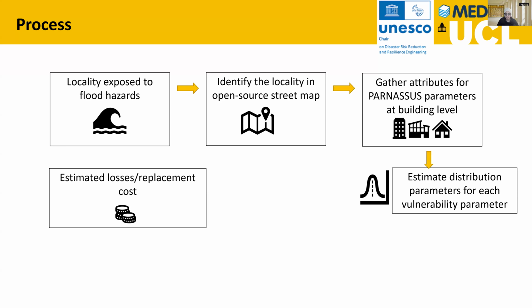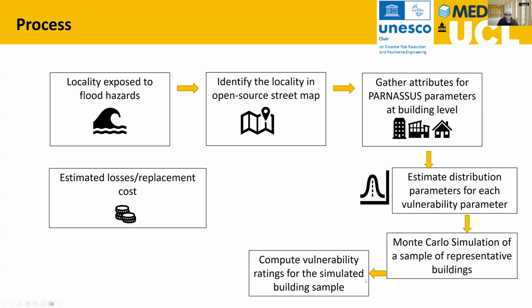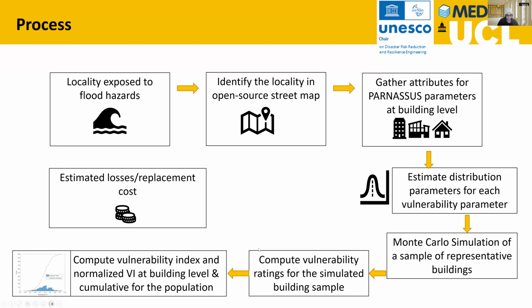So what we did in this case is, instead of looking at all of the buildings one by one, we sample a set of buildings to understand the distribution of these attributes for the parameters. This can define the probability distributions of these parameters, based on which we can run a Monte Carlo simulation, which generates any number of samples of representative buildings. Based on this representative sample we can then calculate the vulnerability function. On that simulated building sample, we would calculate vulnerability ratings, which I'll explain in a bit, following which we can compute the vulnerability index for each of the buildings and as a cumulative for the sample altogether, which we can then use to compute the replacement cost or the losses.